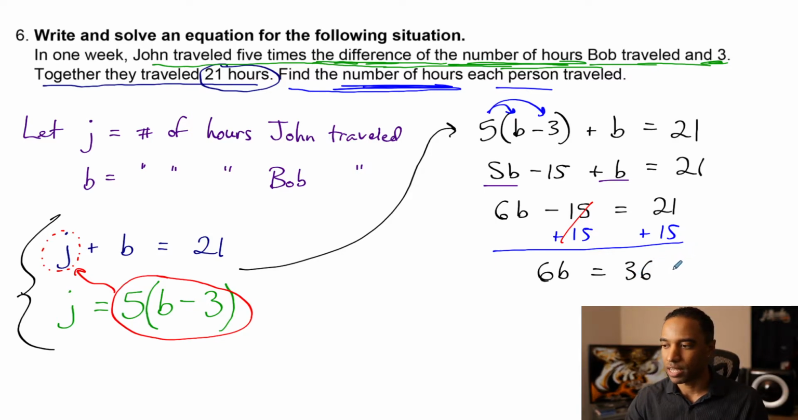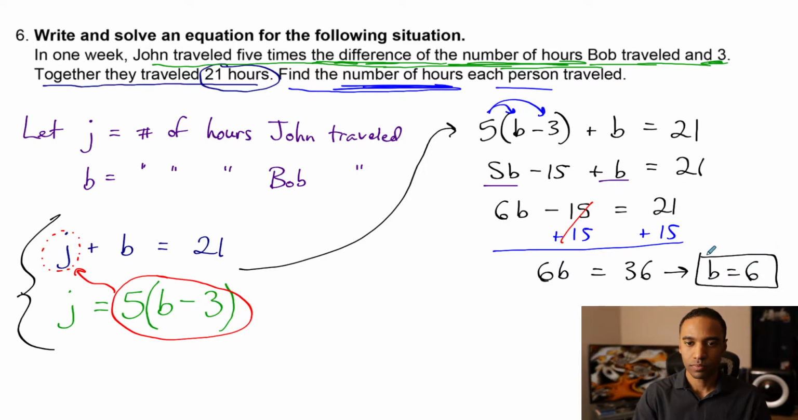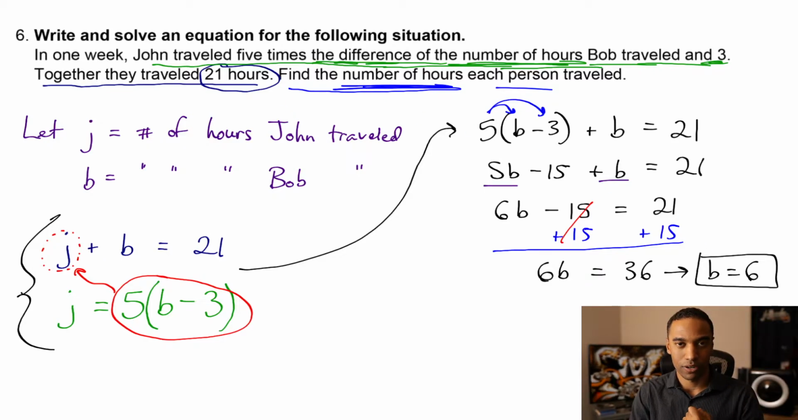Now I'm going to divide both sides by 6 here. 36 divided by 6 is 6. So b equals 6. Now don't stop right there.